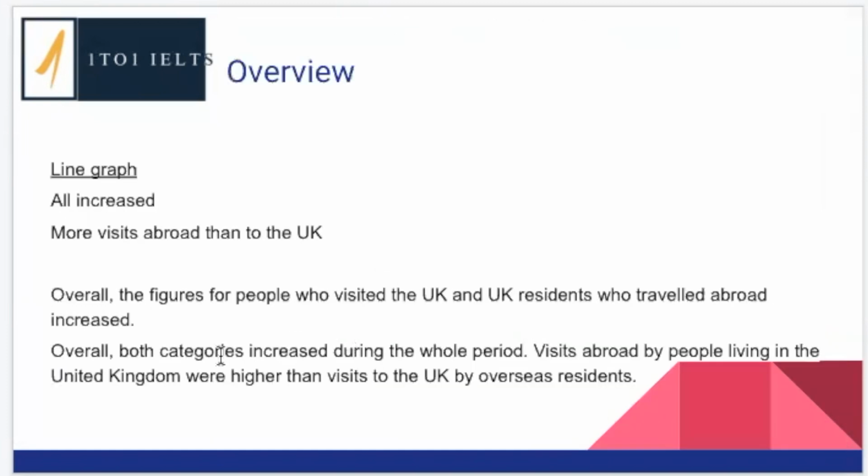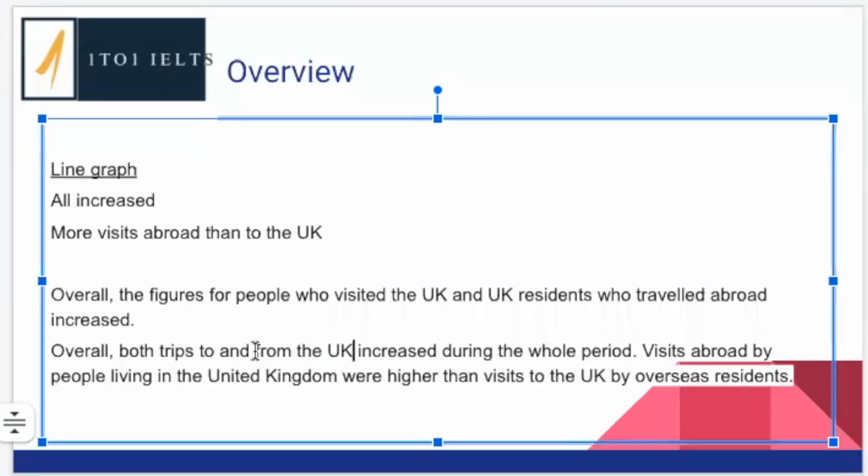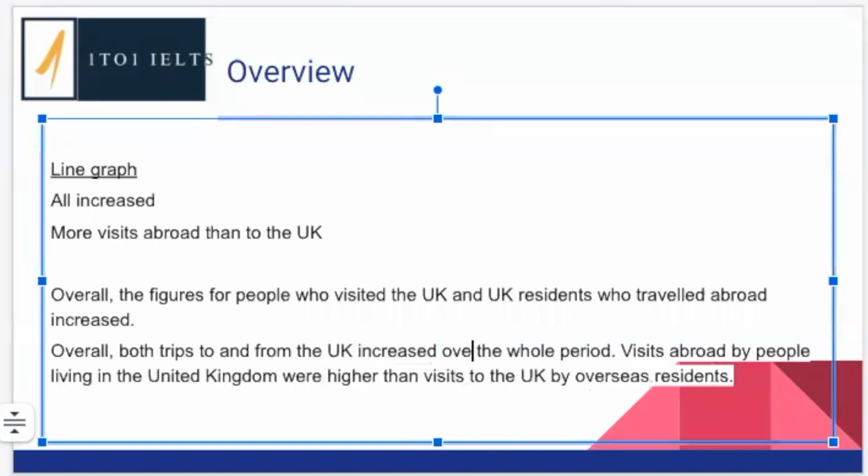But I think we can just simply say overall, both trips to and from UK increased. And here, rather than saying increased during, there's a much better, more natural preposition than during. Yeah, over is the one you're looking for. So we're going to use this a lot in our academic Task 1. So both trips to and from the UK increased over the whole period. Excellent. Okay, so that's very clear what we're referring to.